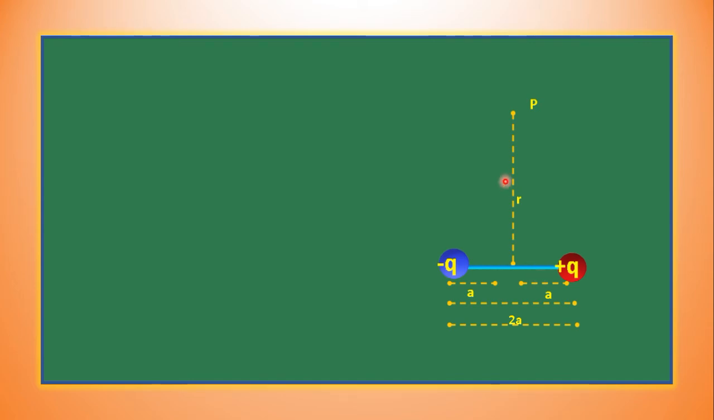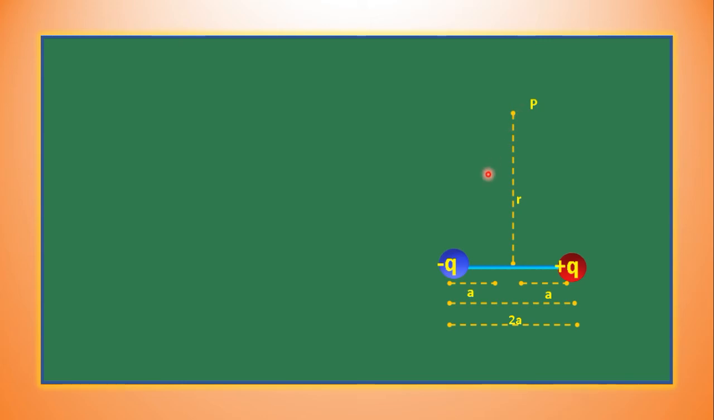Now we will find the electric field due to a dipole on its equatorial line. See, this is my dipole, the same as we have taken in the previous case, minus q and plus q separated by a small distance 2a. And if I take the midpoint of this axis and draw a line perpendicular to that axis, this line is now called the equatorial line. And now I am considering a point P on this equatorial line at a distance r away from the dipole, and we need to calculate the electric field at this point.